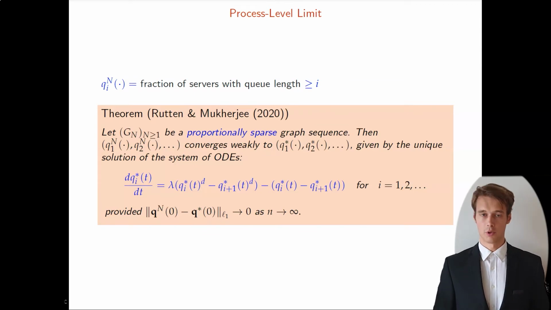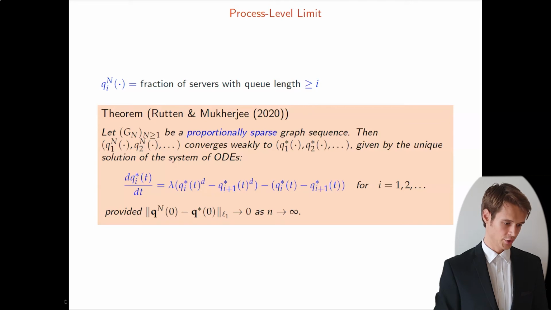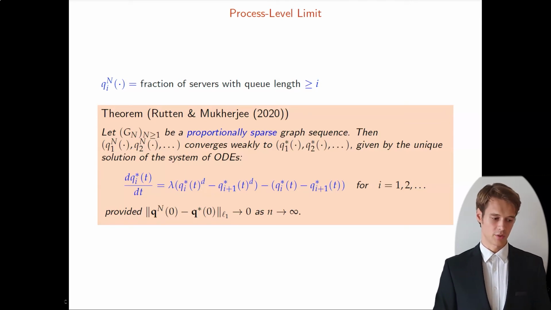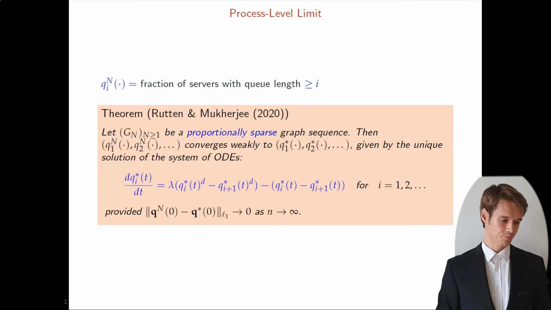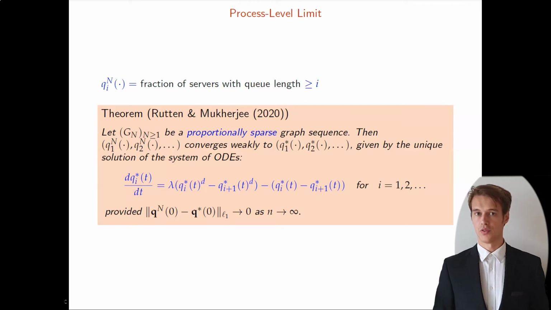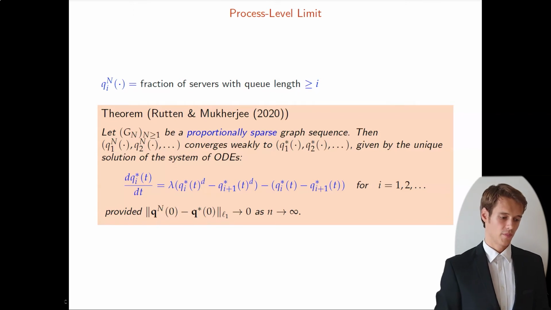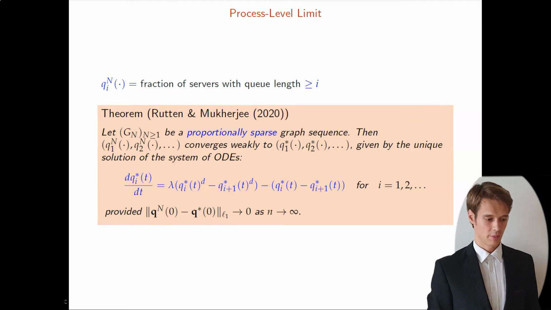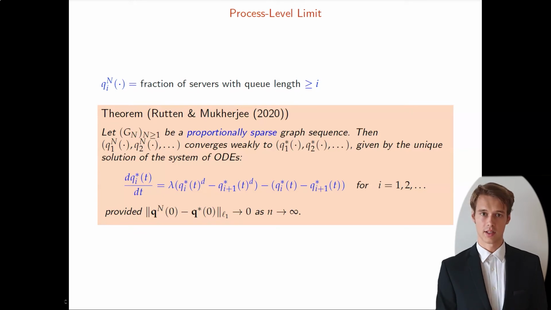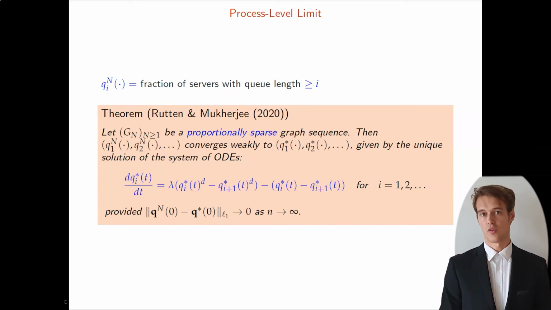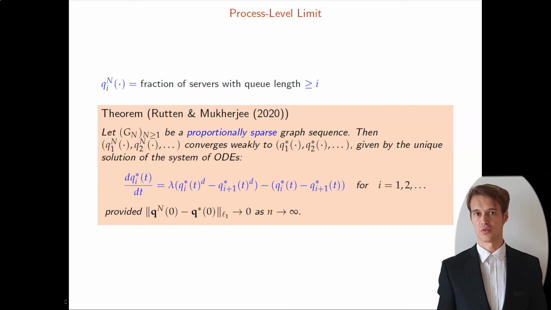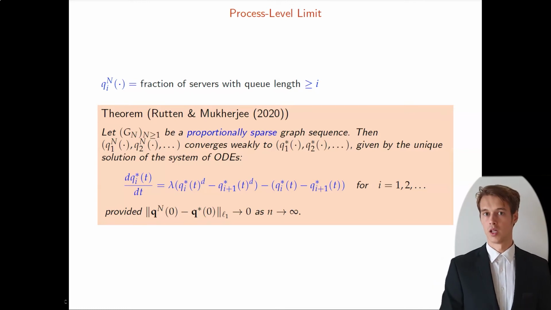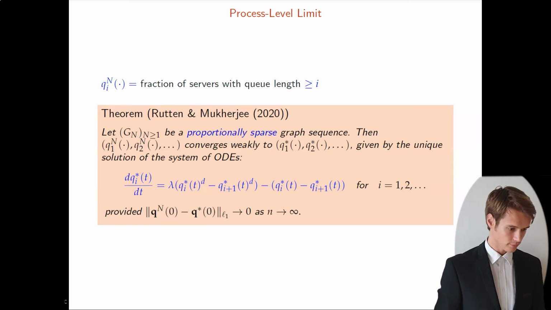So under this condition, we prove a strong result, the following result. If a sequence of graphs G_n is proportionally sparse, then we show that Q, the fraction of servers with queue length larger or equal than i, converges to this system of ordinary differential equations. This system of ordinary differential equations is actually a description of the fully flexible system. So that means that as n tends to infinity, the performance of our system actually coincides with the fully flexible system. And this Q vector is a common measure for the performance, the queue length. So it relates to waiting time, for example, the average waiting time of a job.